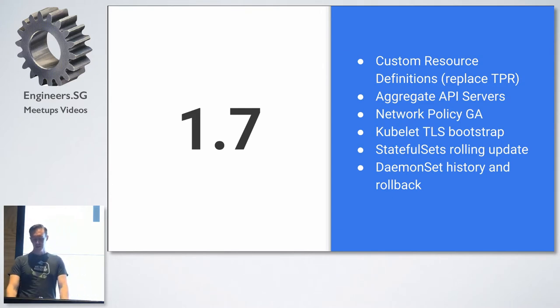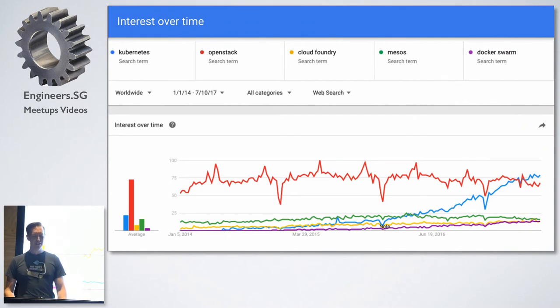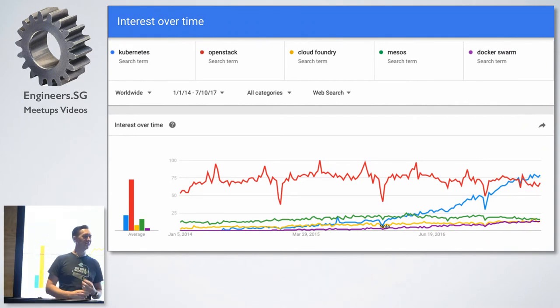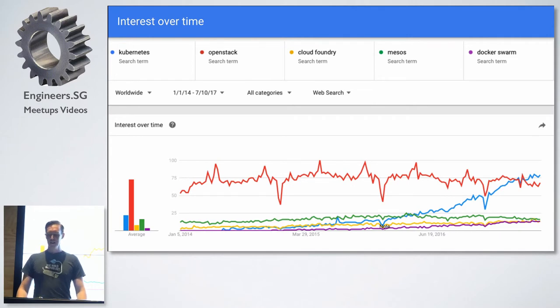So to recap a little bit about the project as a whole, it's kind of good looking at the Google trends and seeing the interest over time. So this is the first, in the last month or so, it's the first time that searches for Kubernetes globally have been more than OpenStack. So in terms of technologies, both private cloud and platform as a service and other container platforms, Kubernetes is now kind of the leader in terms of the searches.